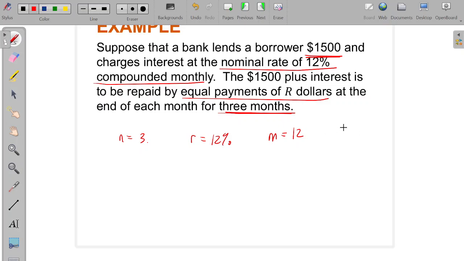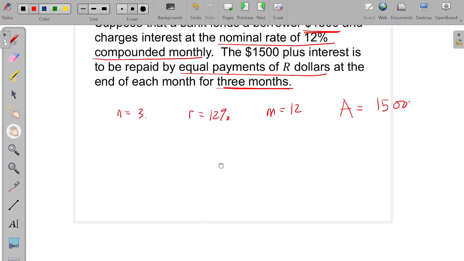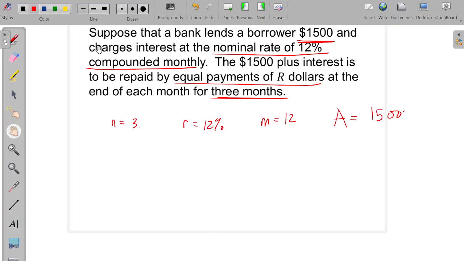Okay, our loan, which is our A or P, is 1,500. Here, are we supposed to use ordinary annuity or annuity due? It is ordinary annuity. We are not told in advance, so we use the ordinary annuity formula.